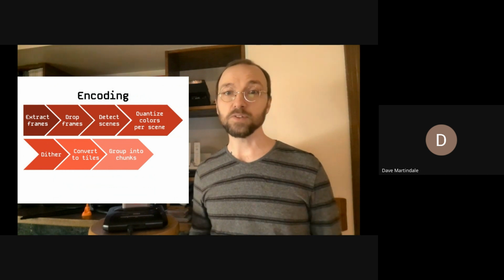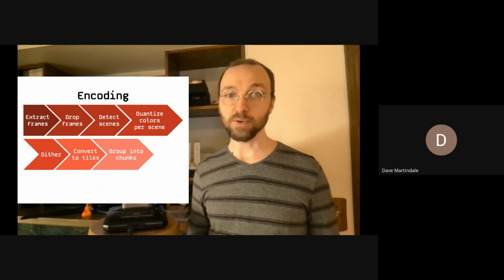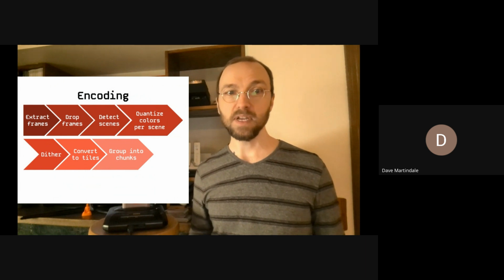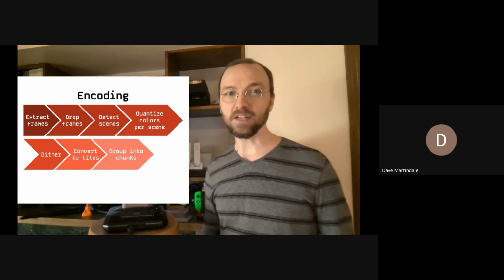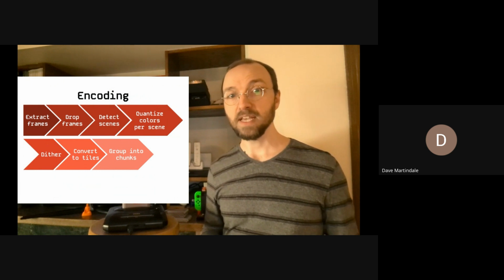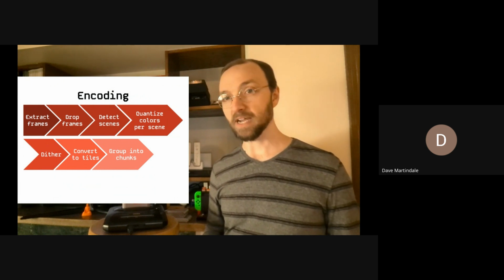Next, FFmpeg also handles the color quantization per scene and dithers each frame to use that limited palette for the scene. Finally, a Python script handles the conversion of those dithered paletted frames into the tile format used by the Genesis.